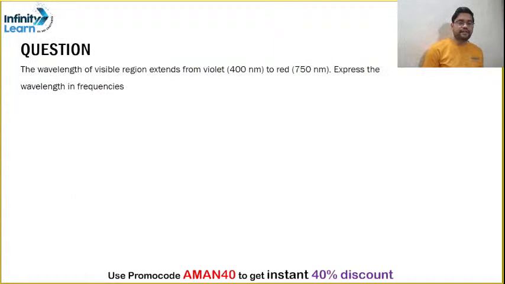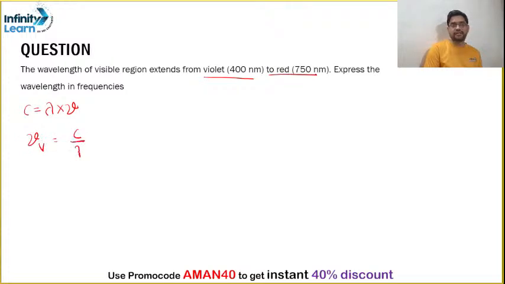Now, the wavelength of visible region extends from violet to red. Express the wavelength in frequencies. As simple as that. I am just going to give you the equation. C is equal to lambda times nu. The wavelength is given. We need to convert this into frequency. So can I say that frequency of violet is equal to c by lambda of violet. That is equal to 3 into 10 raised to 8 meter per second divided by 400 nanometer, that means 10 raised to minus 9. So you'll get the frequency. You can easily do that, right?